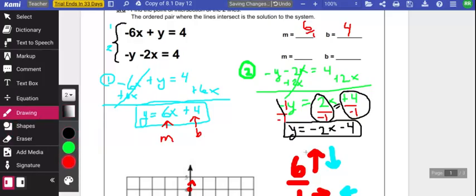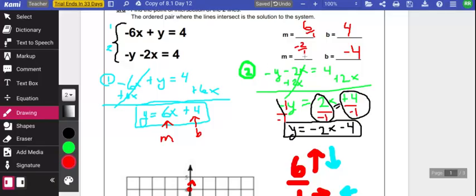And so now you can identify m. Here's m, negative 2, or negative 2 over 1. And b is negative 4. Okay, so look at their slopes. Their slopes are different, right? This slope is 6, this slope is negative 2. So different slopes, I expect one solution. The lines will intersect at exactly 1 point.